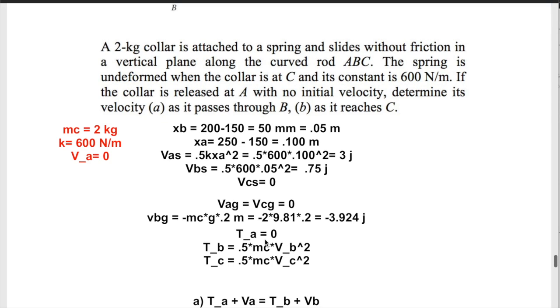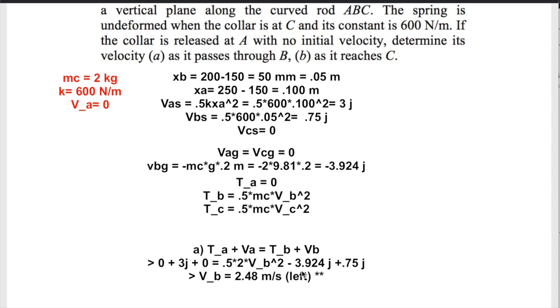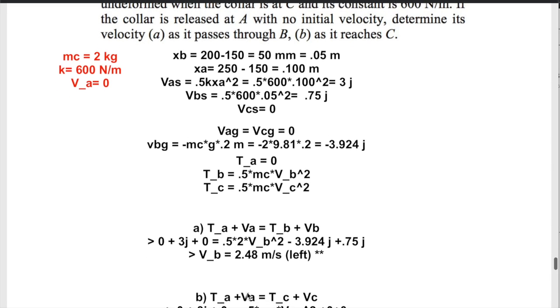Then we know at A it is released from rest, so the kinetic energy at A is 0. Then we calculate the kinetic energy at B and C just with the standard equation, 1/2 mass times velocity squared. So the velocity at B, the velocity at C squared. So at A, we're looking to find the velocity at B when it passes through. So we set up our kinetic and potential energy at A has to be equal to the kinetic and potential energy at B. So we set our equations and solve for this VB, and we get 2.48 meters per second to the left.